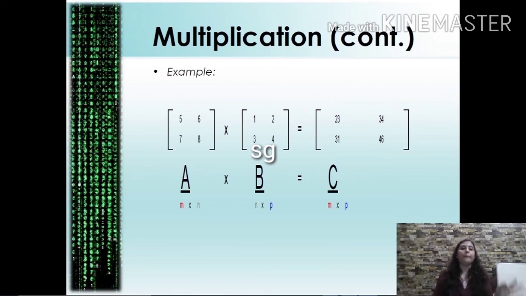Only M and P, that is the number of rows of A and the number of columns of B, will be the order of the resultant one. That is, M cross P will be the order of C. Since in the example everything was of 2 cross 2 order, obviously the resultant matrix is of 2 cross 2 order. There are 2 rows and 2 columns. Right?